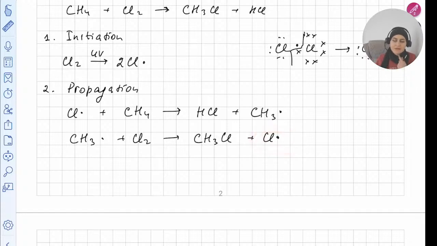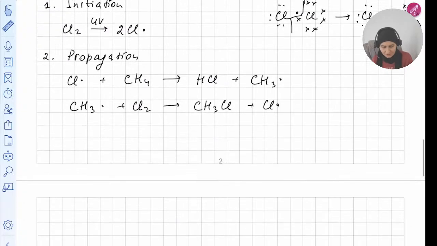And what does it mean? It means that one Cl radical can react with many CH4 molecules, right? So it can trigger the reaction of many CH4 molecules with chlorine. So you don't really need a lot of radicals. You can just use some, and then they would propagate the chain. Fine. And finally, termination step.